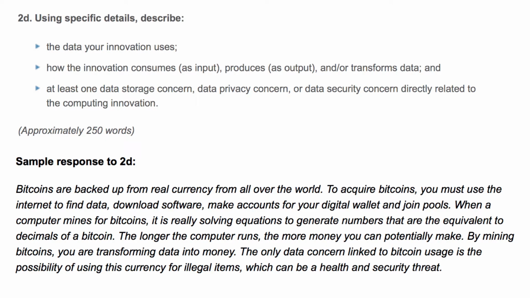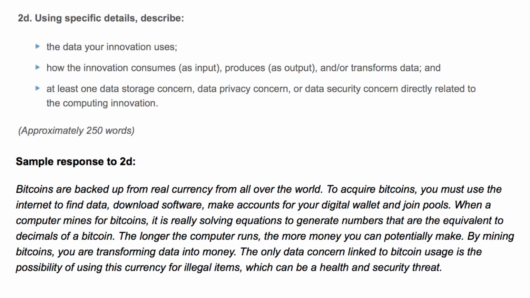So here's a sample example for 2D, and I've put the assignment at the top, and here's the sample response. Bitcoins are backed up from real currency all over the world. To acquire Bitcoins, you must use the internet to find data, download software, make accounts for your digital wallet, and join pools. When a computer mines for Bitcoins, it is really solving equations to generate numbers that are the equivalent to decimals of a Bitcoin. The longer the computer runs, the more money you can potentially make. By mining Bitcoins, you are transforming data into money. The only data concern linked to Bitcoin usage is the possibility of using this currency for illegal items, which can be a health and security threat.